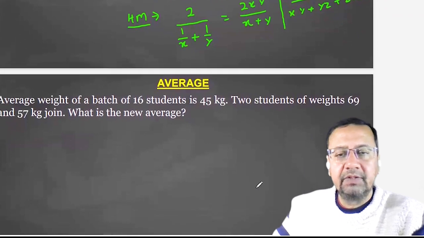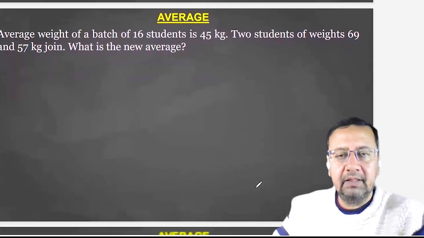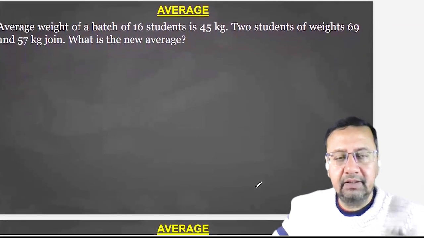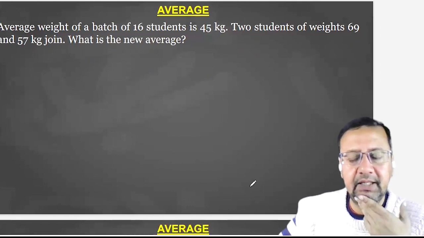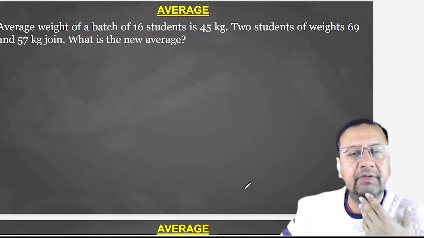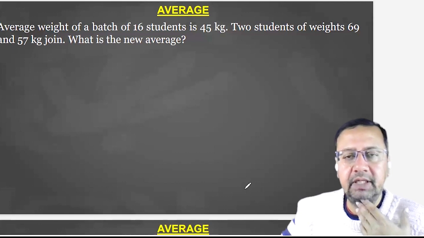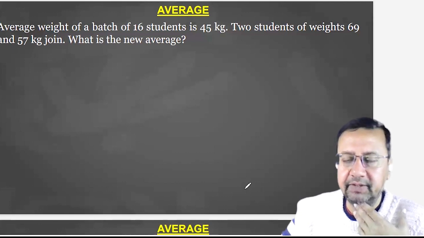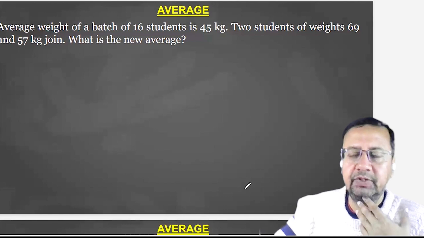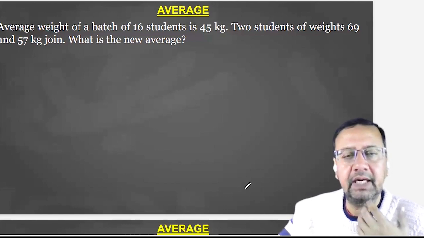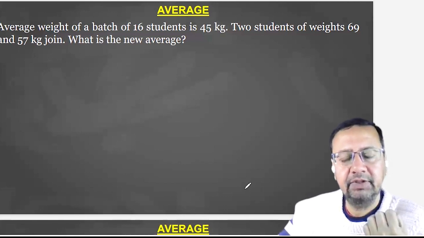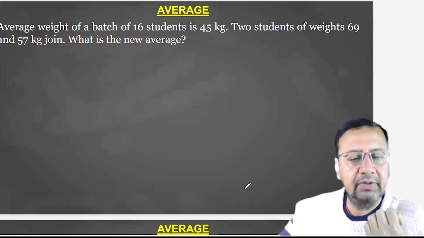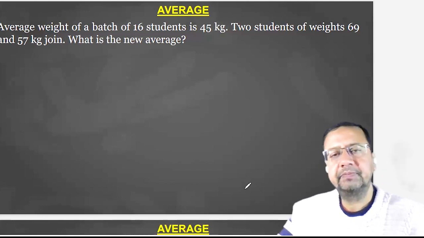Just apply this knowledge and learning in this question and tell me the answer. The average weight of a batch of 16 students is 45 kg. Two students of weights 69 and 57 kg join. What is the new average of the group?